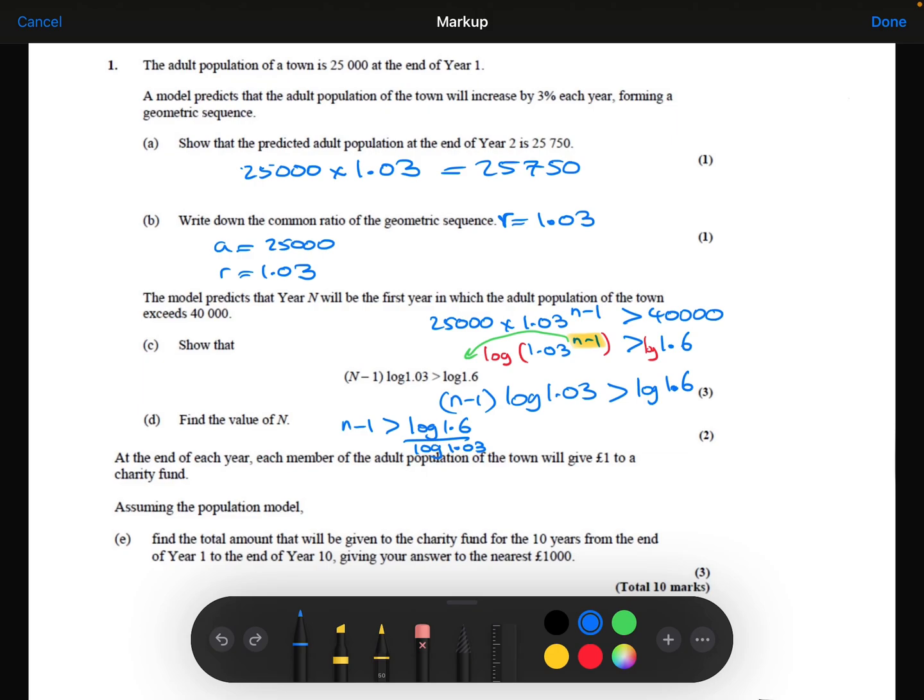Then all I'm going to do is add, so let me type that into my calculator. So log 1.6 divided by log 1.03. That's going to give me that n minus 1 has to be greater than 15.9. So therefore, just adding the 1 to both sides, n has to be greater than 16.9. So this is going to be in the 17th year. 16 wouldn't be enough. It has to be in the 17th year.